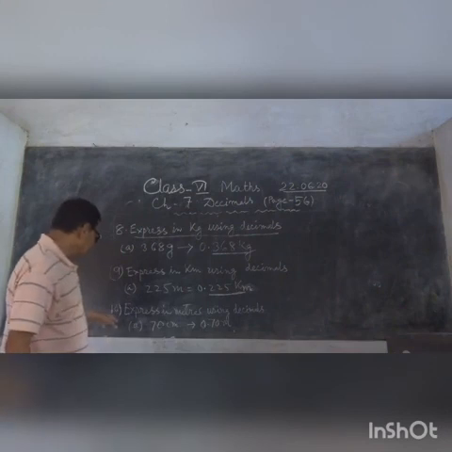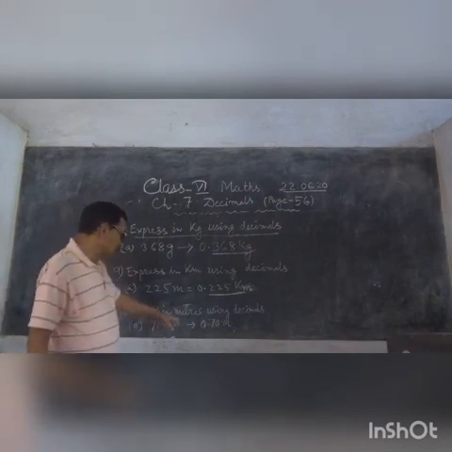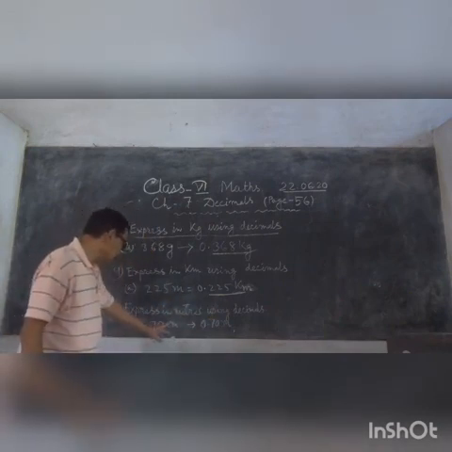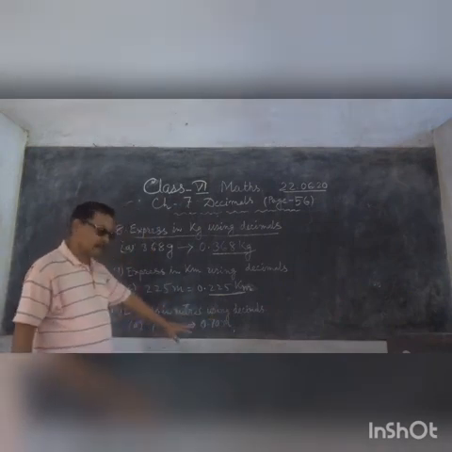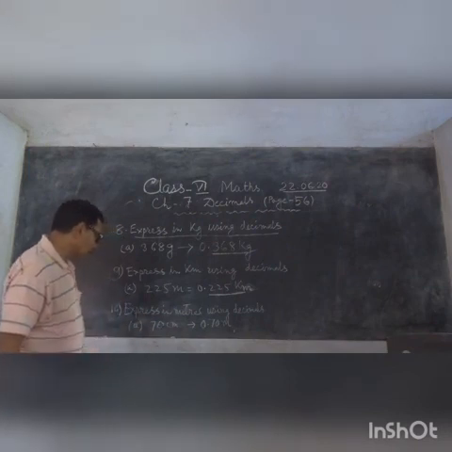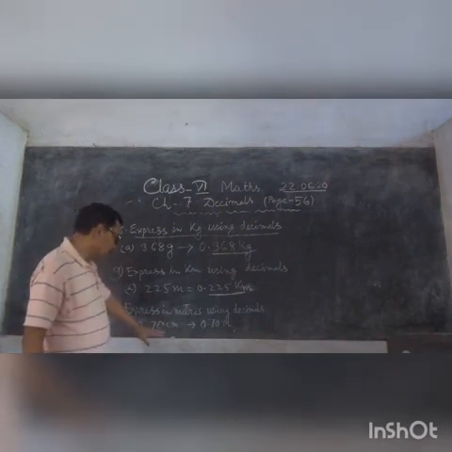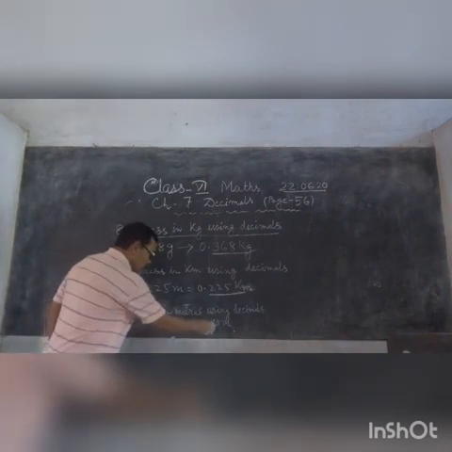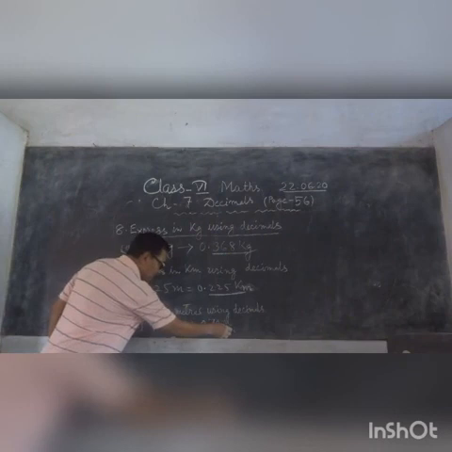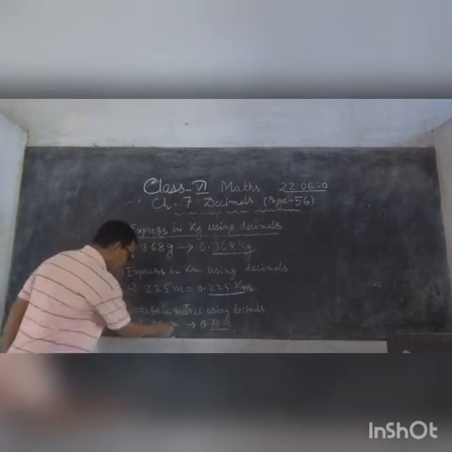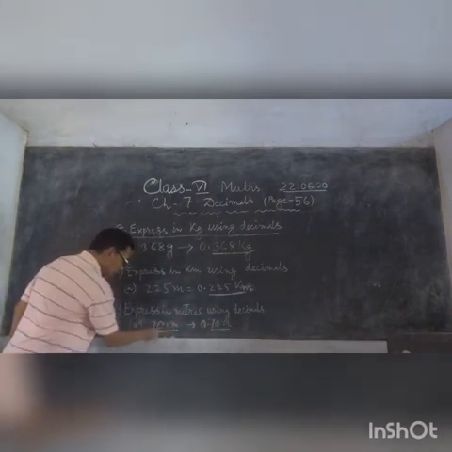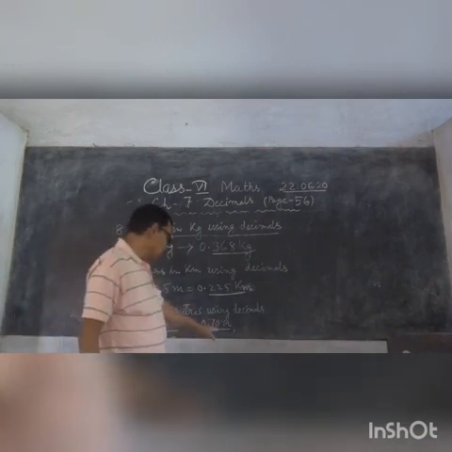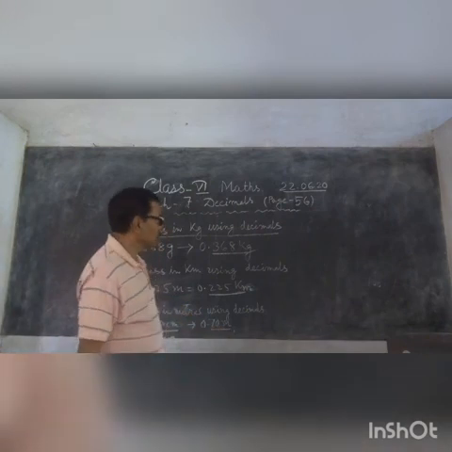Similarly, number 10, express in meters using decimals. Centimeters are given, you have to make it meters. So 100 centimeters make a meter. So write it 0.70 meter. This part is now meter. Here it is centimeter, 70 centimeters. 70 centimeters is equal to 0.70 meter. So I think there is no problem.